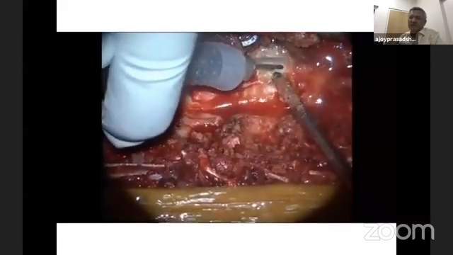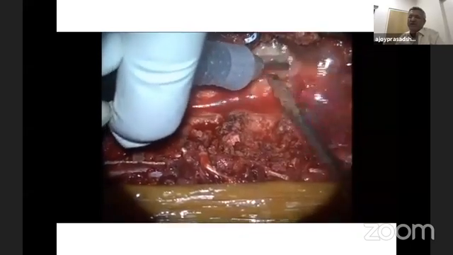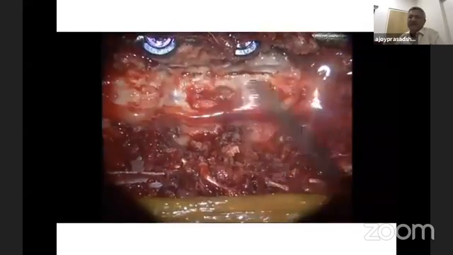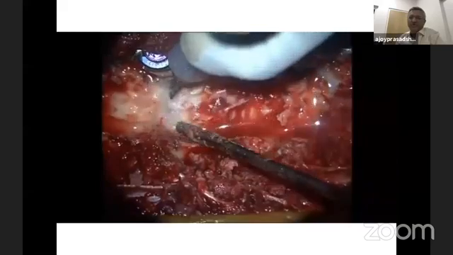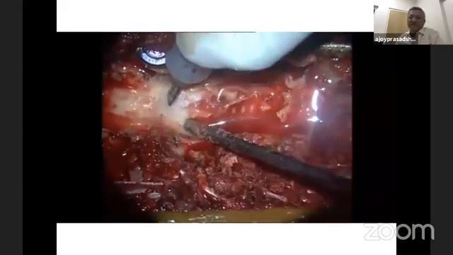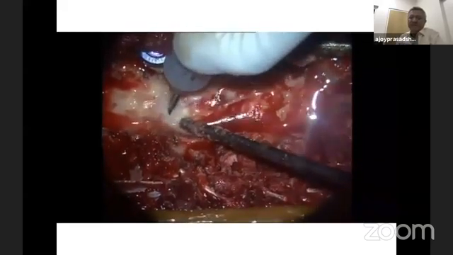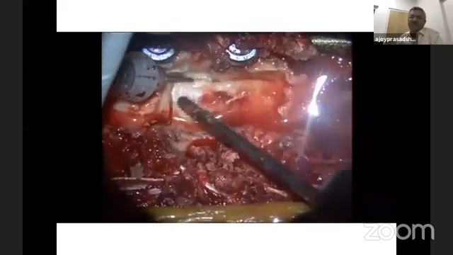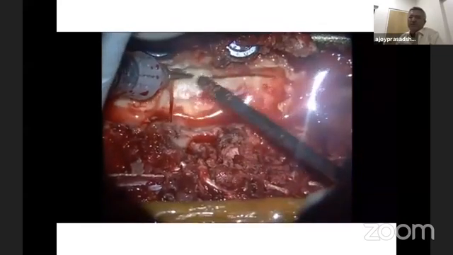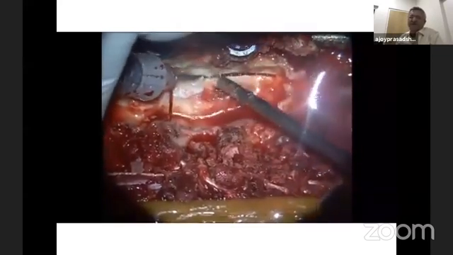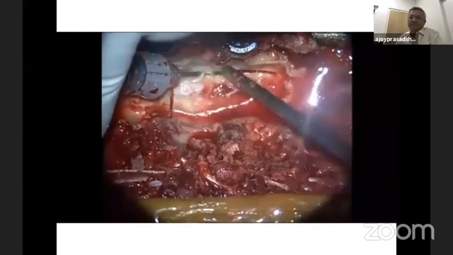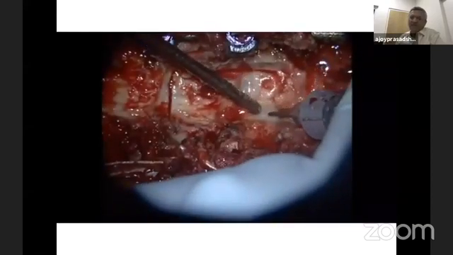You can see if you are not irrigating, you get a huge amount of heat that is generated. And if you accidentally dip inside, it can cause a dural tear, especially in a patient who has got an adhesion between the dura and part of the bone.